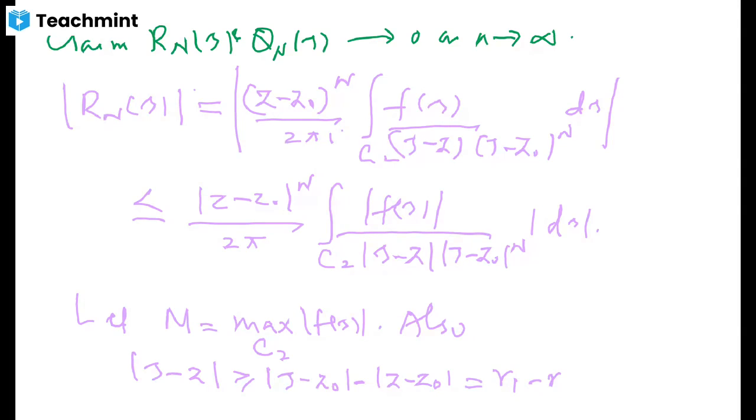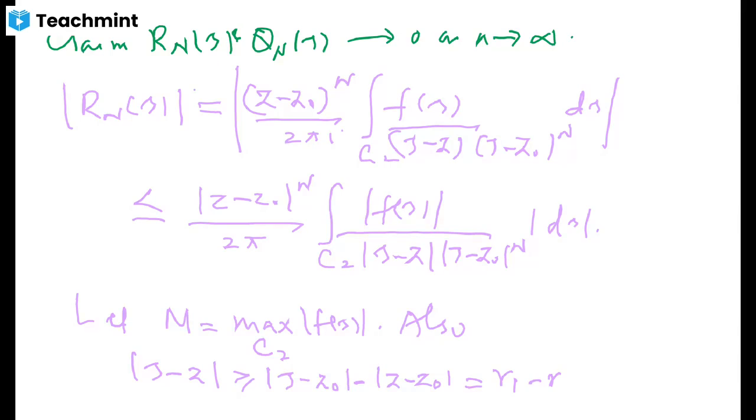And so now, substituting these expressions in the above inequality, you will have a finer estimate for the modulus of Rn(z), the size of this error term Rn. You will have less than or equal to: I can replace mod of f(z) with its maximum, and I'm going to replace mod of z minus z naught to the power n with r to the power n.